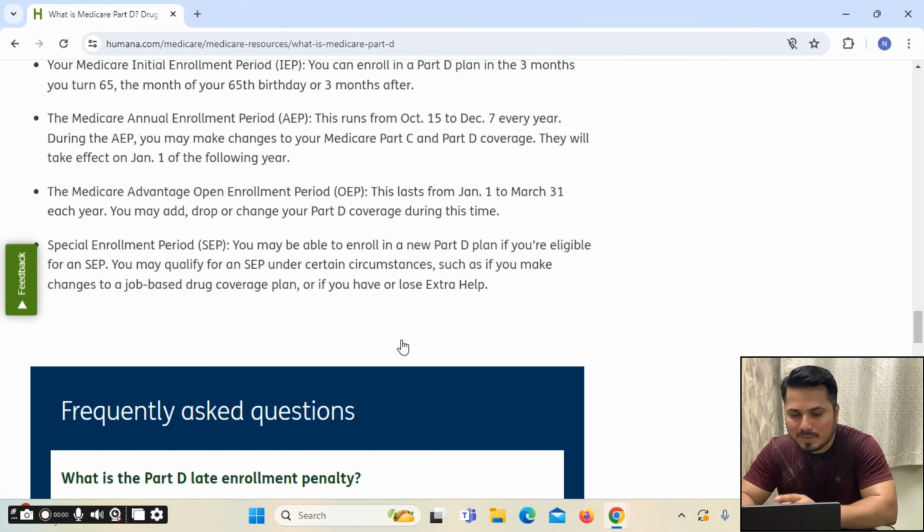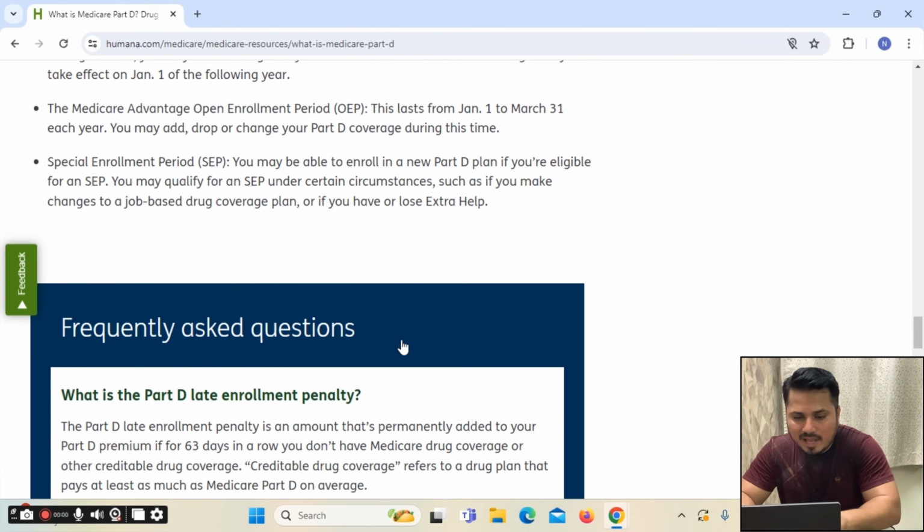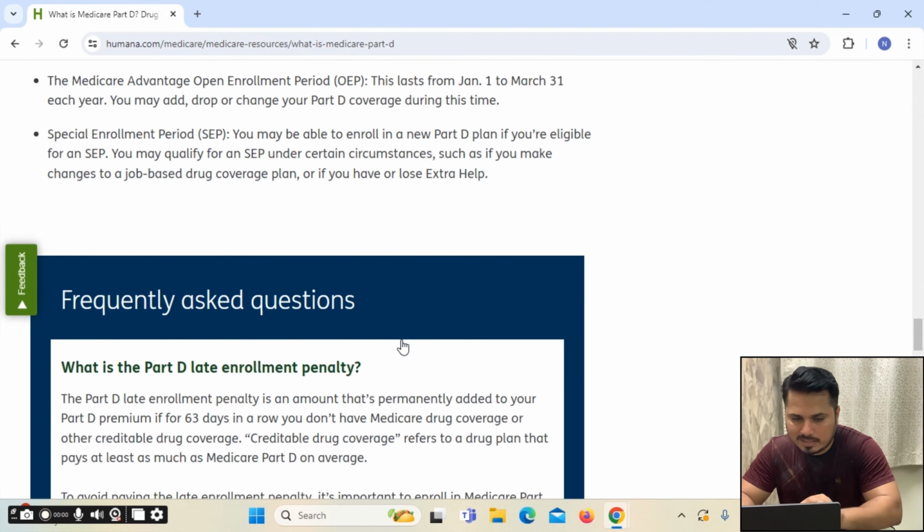During the AEP, you may make changes to your Medicare Part C and Part D coverage. They will take effect on January 1st of the following year. Now, the Medicare Advantage Open Enrollment Period (OEP) lasts from January 1st to March 31st each year. You may add, drop, or change your Part D coverage during this time.